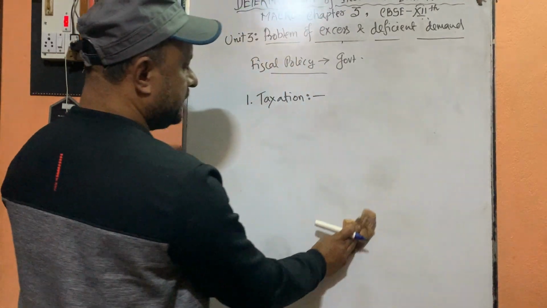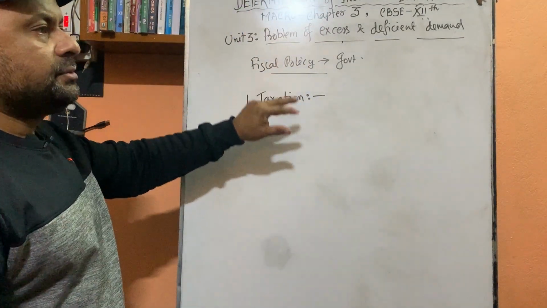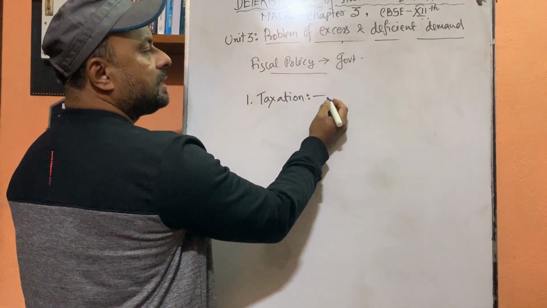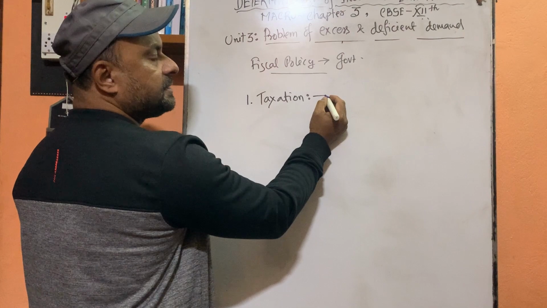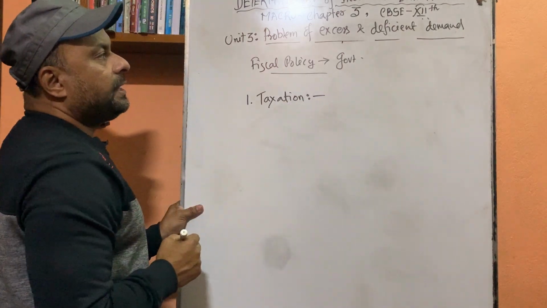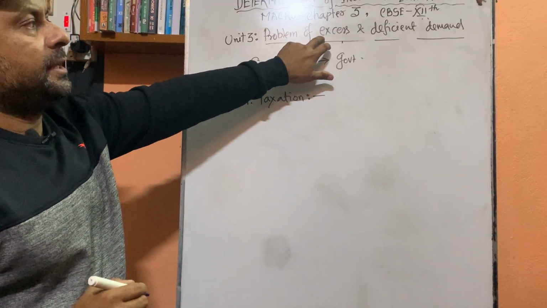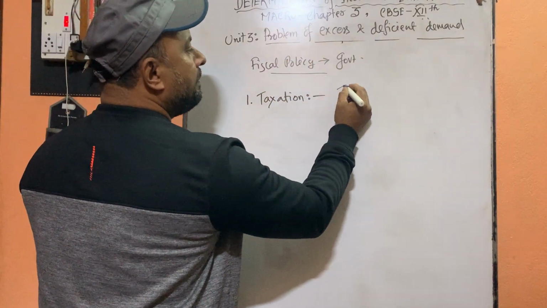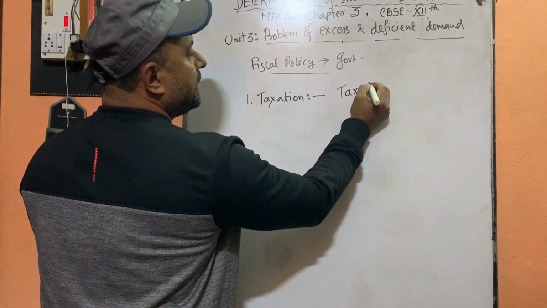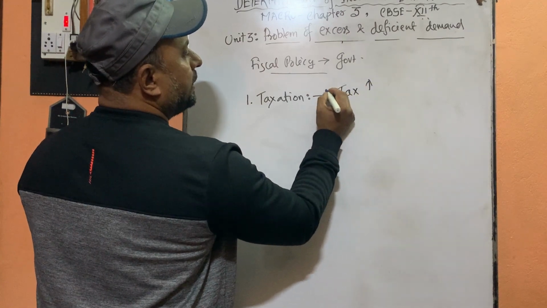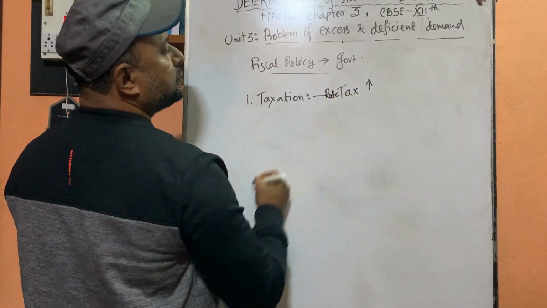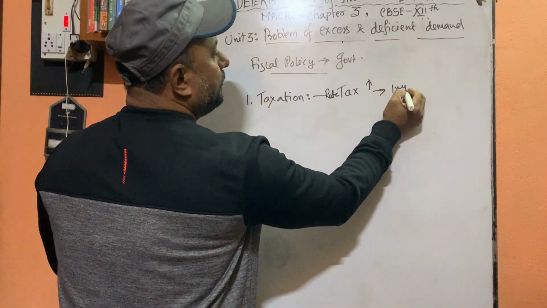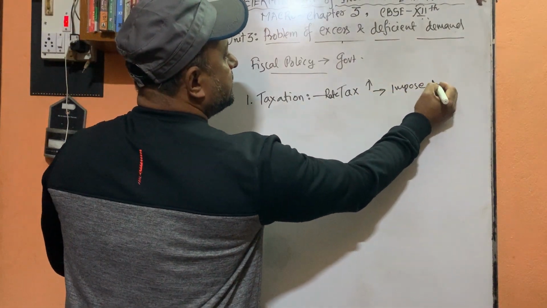Now, first one is taxation. Our target is to reduce aggregate demand in an excess demand situation. So taxation means people pay tax to the government. Now, when there is excess demand in the economy, it means more money supply in the country. Then what will the government do? Government will increase the tax rate, or the government may also impose new taxes.